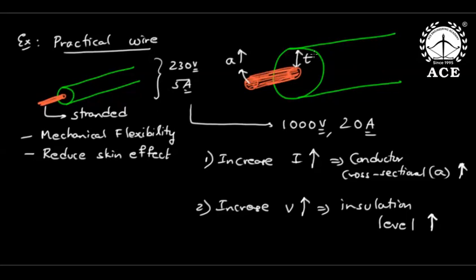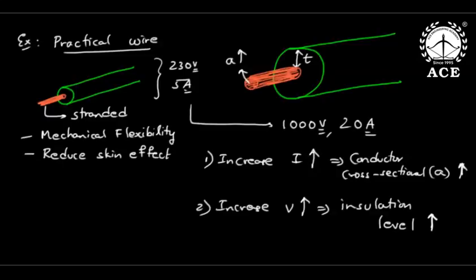So simple meaning. If I want to increase the electrical rating of any system, what do you have to think? If you want to allow more current through that equipment, conductor cross-sectional area must increase. If you want to block more voltage, insulation level must increase. That is the simple meaning.